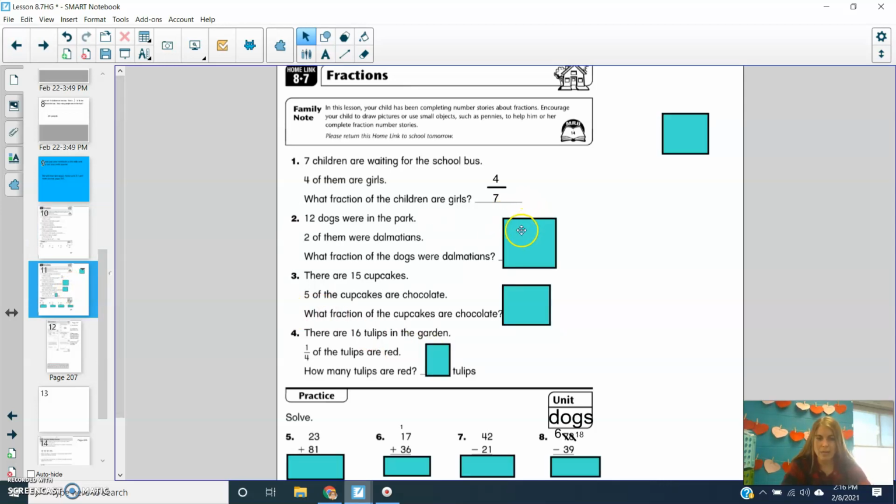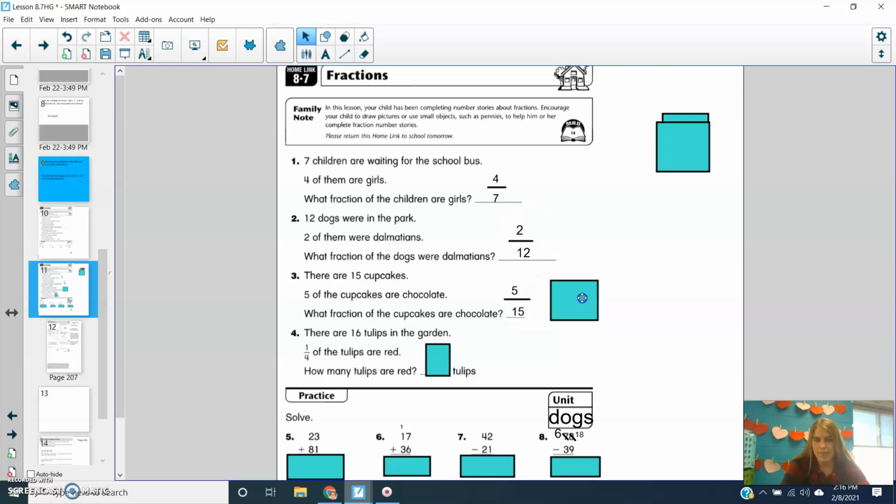All right, so looking at number 2, 12 dogs in the park, 2 of them were Dalmatians, so I would have 2 out of 12, or 2/12. You also could have put 1/6. For number 3, 15 cupcakes, 5 of them are chocolate, so I would have 5/15, 5 out of the total of 15. You also could have put 1/3 for that one.